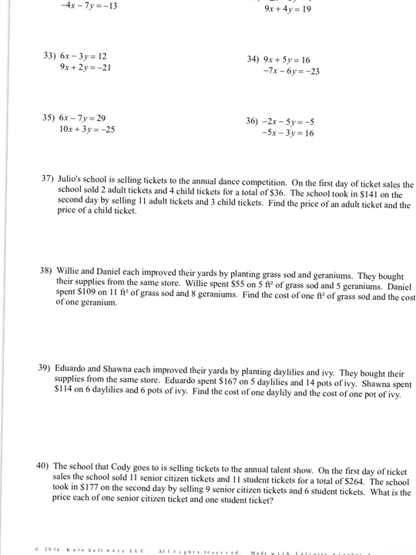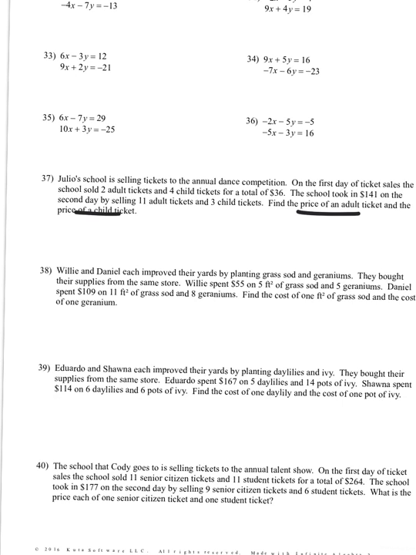So if you look at 37, it says Julio's school is selling tickets to the annual dance competition. On the first day of ticket sales, the school sold 2 adult tickets and 4 child tickets for a total of $36. Then the next sentence says the school took $141 on the second day by selling 11 adult tickets and 3 child tickets. Find the price of an adult ticket and the price of a child ticket.